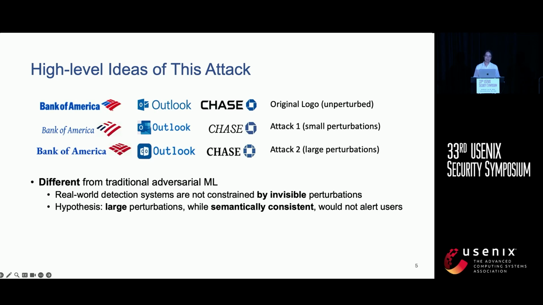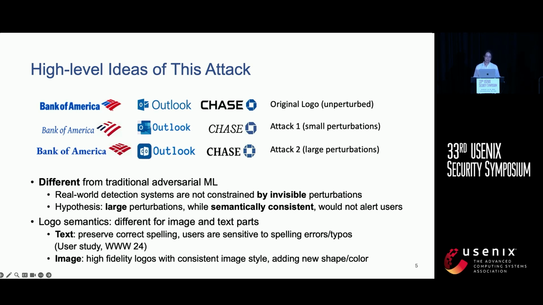So we build our attack on the hypothesis that we can generate large perturbations for the logos, but keep semantic-level consistency so that it wouldn't alarm users. So how do we do that? We separate logos into image and text parts. For the text part, the priority is to preserve the correct spelling. According to our recent user study, users are very sensitive to any spelling errors or typos in the adversarial logos. We designed the image part to tolerate a little more noise by creating high-fidelity logos with consistent image styles, but adding some new variants.